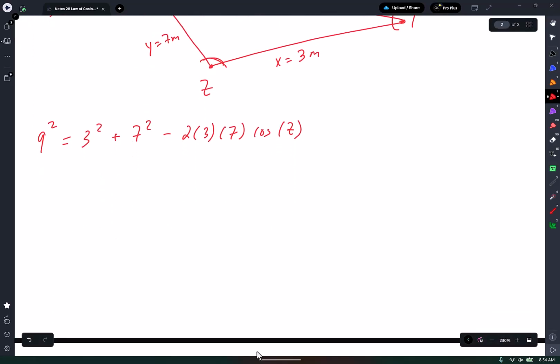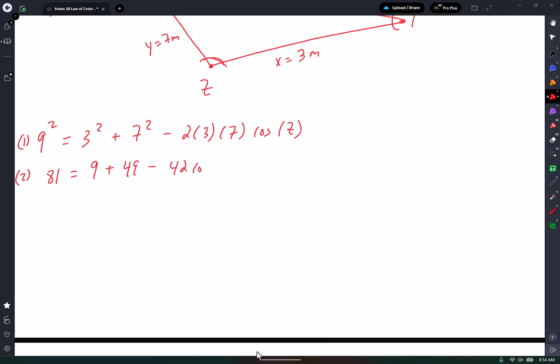Yes. Okay, now you're going to have to use your calculator a little differently. Relax. Let's do it slow. So here's step 1. I'll number it. Step 1. Step 2. Tell me what those numbers are. So 9 squared, that's 81. What's 3 squared? 9. What's 7 squared? 49. And then 2 times 3 is 6. And 6 times 7? 42. Cosine of angle Z. So can everyone do that? Okay, so catch up.